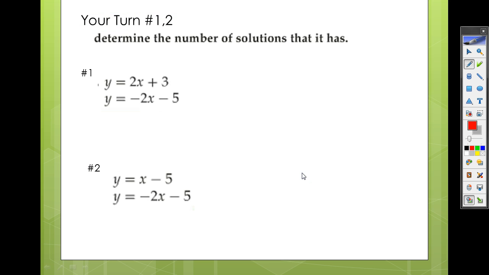So this is where it's your turn. Pause the video and make sure you do numbers 1 and 2 and determine how many solutions each number has.